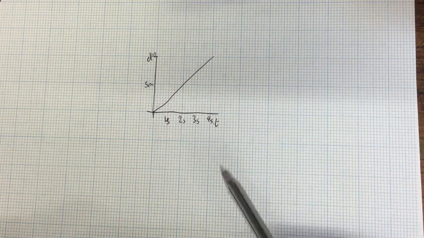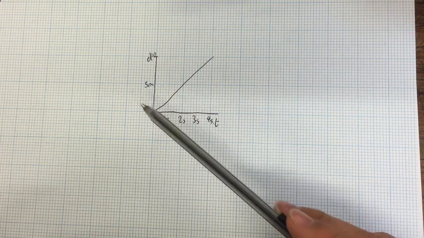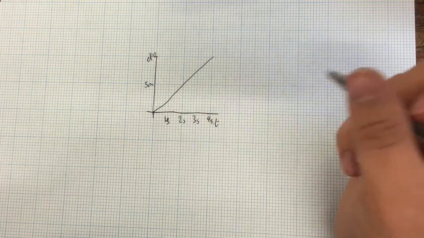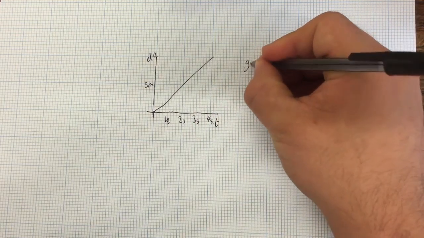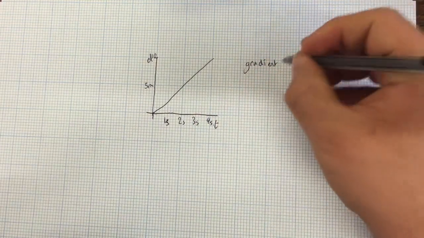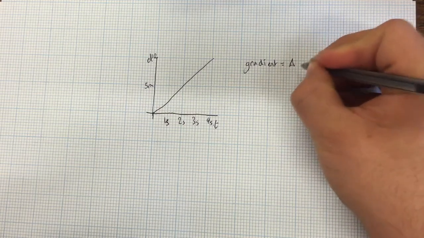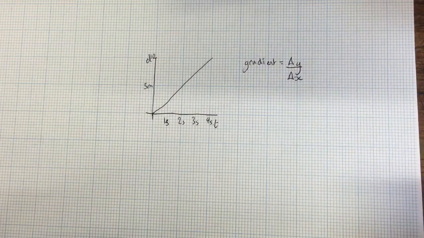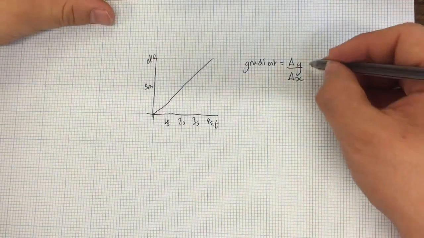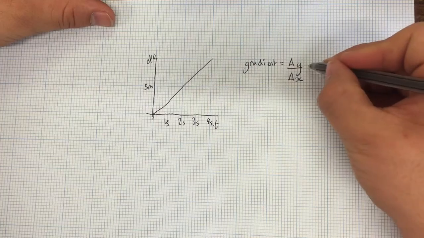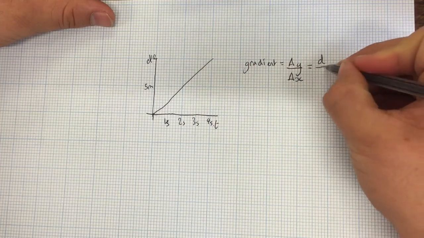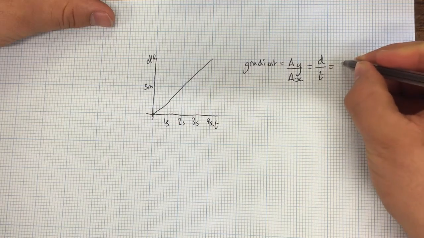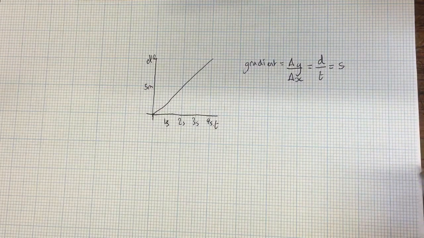If I want to work out how fast this object is going, I need to calculate the gradient. I need to calculate how steep the line is. Now, in maths, the gradient is always equal to the change in y divided by the change in x. Okay? So in this particular case, the y-axis is distance, and the x-axis is time. So the change in y divided by the change in x is going to be equal to distance divided by time, which we know is speed.